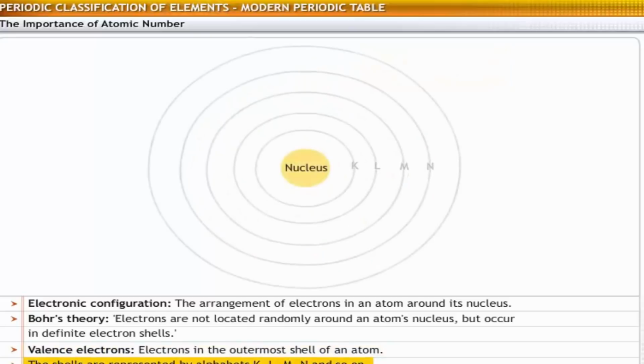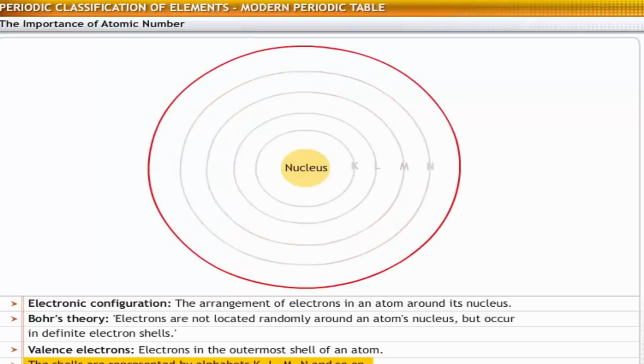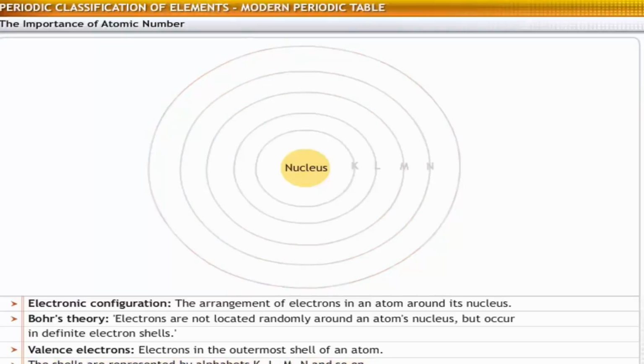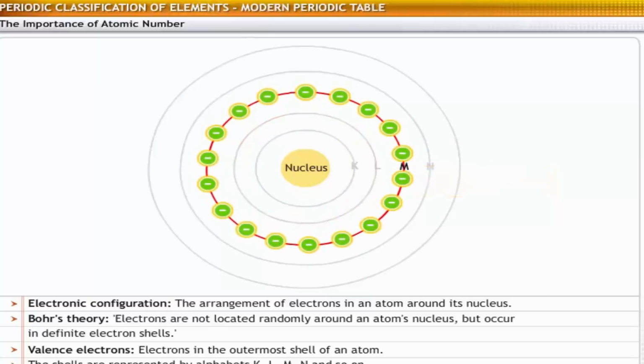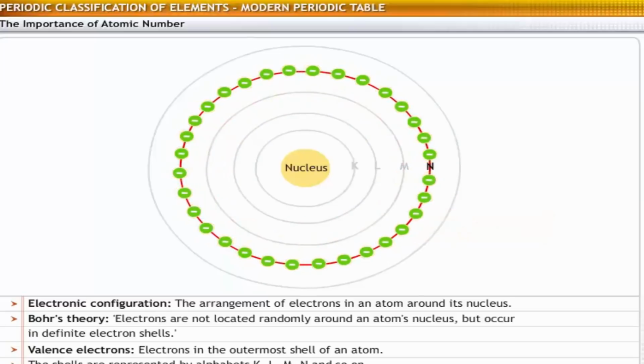The shells in an atom can be named alphabetically as shell K, L, M, N, and so on. Each shell in an atom has a limited capacity for electrons. The K shell can accommodate 2 electrons. The L shell can accommodate 8 electrons. The M shell can accommodate 18 electrons. The N shell can accommodate 32 electrons. As the lower shells are filled up, the additional electrons are placed in more distant shells.